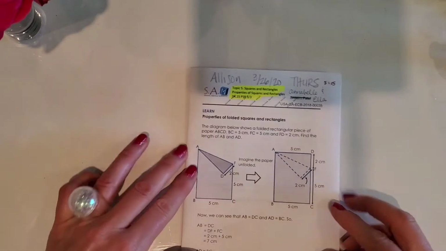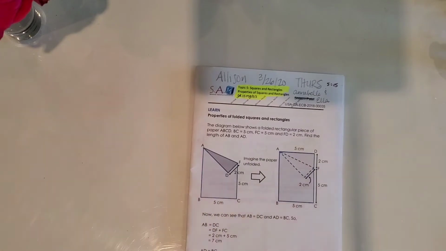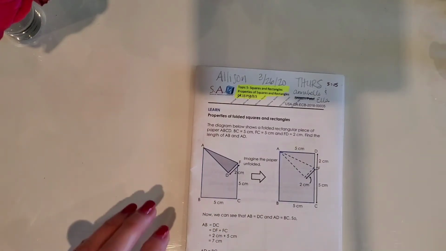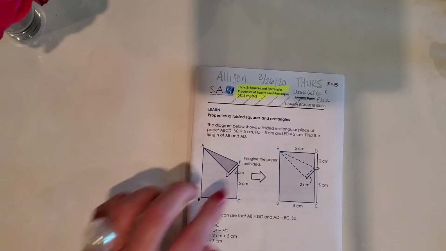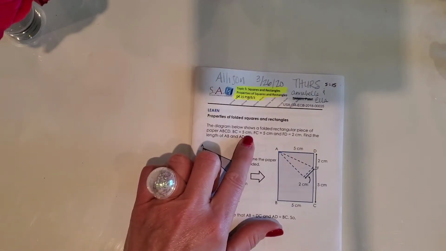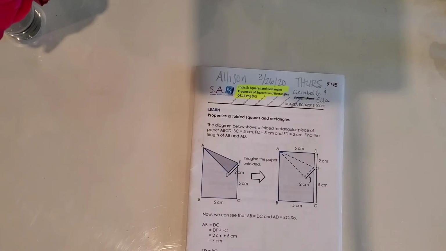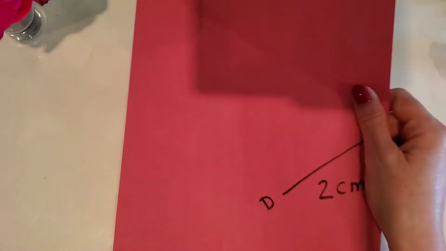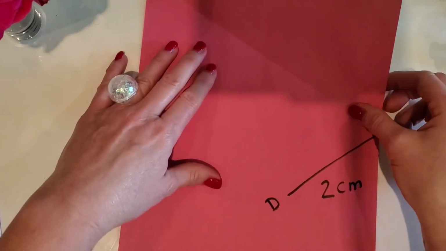Okay, wonderful. In the first example, the diagram below shows a folded rectangular piece of paper, ABCD. BC equals 5 centimeters. FC equals 5 centimeters. FD equals 2 centimeters. Find the length of AB and AD.